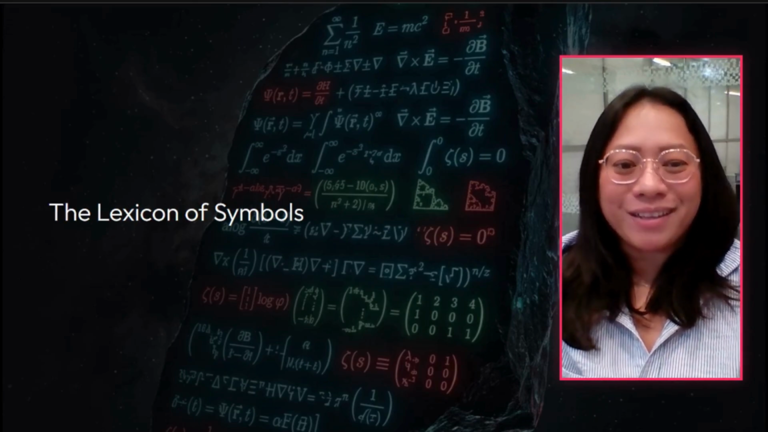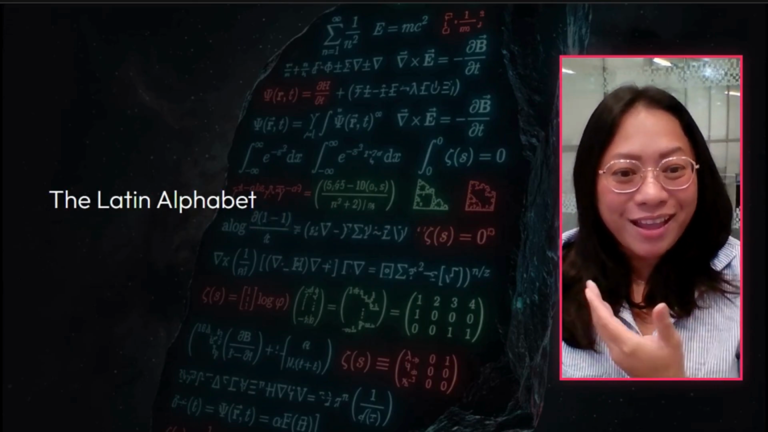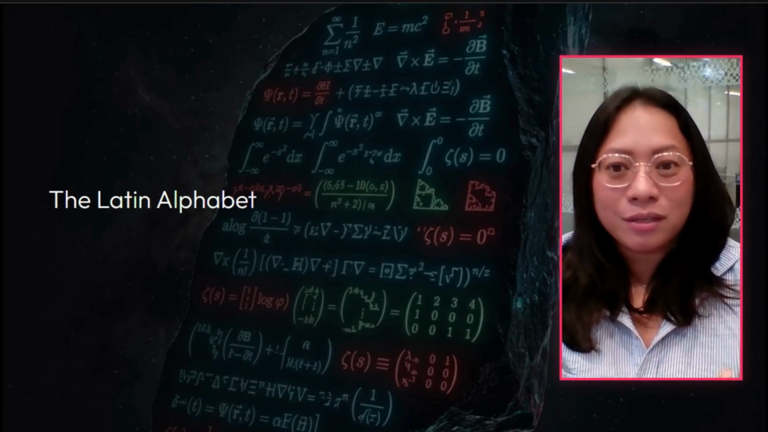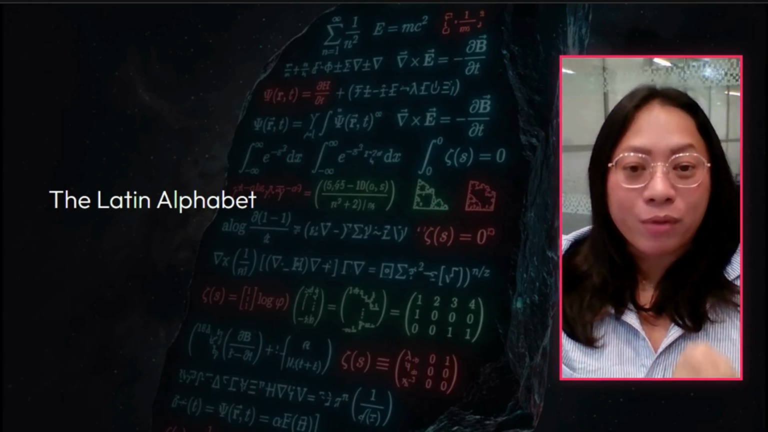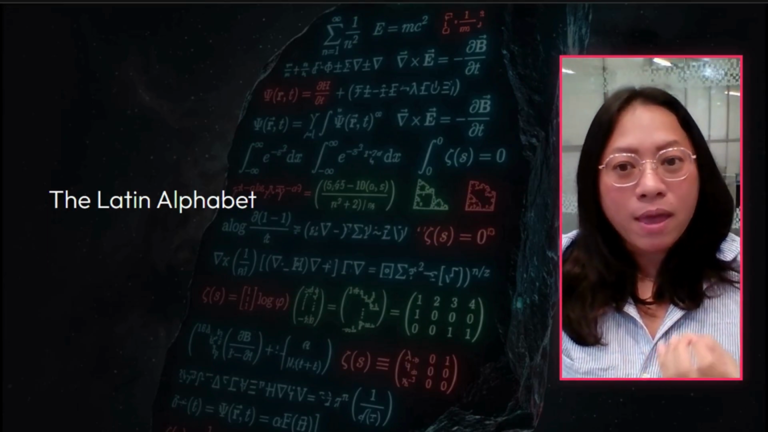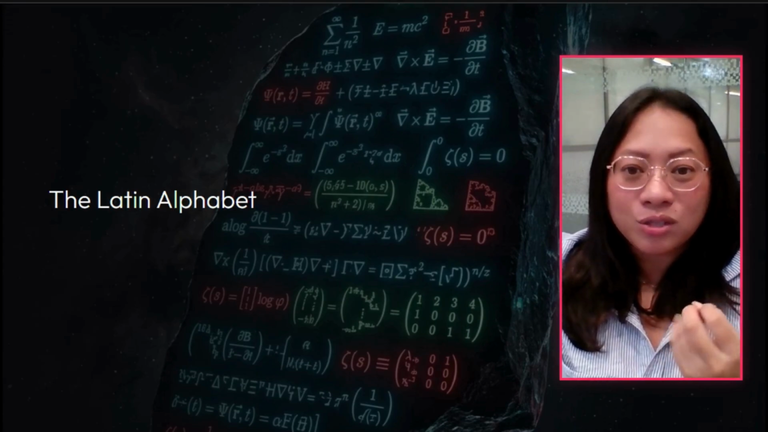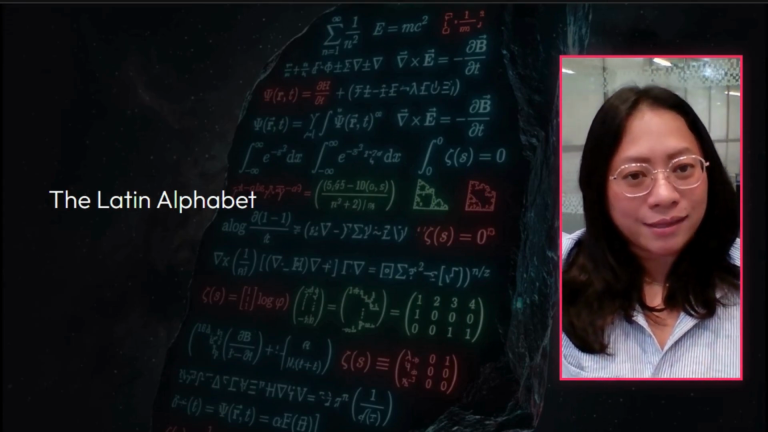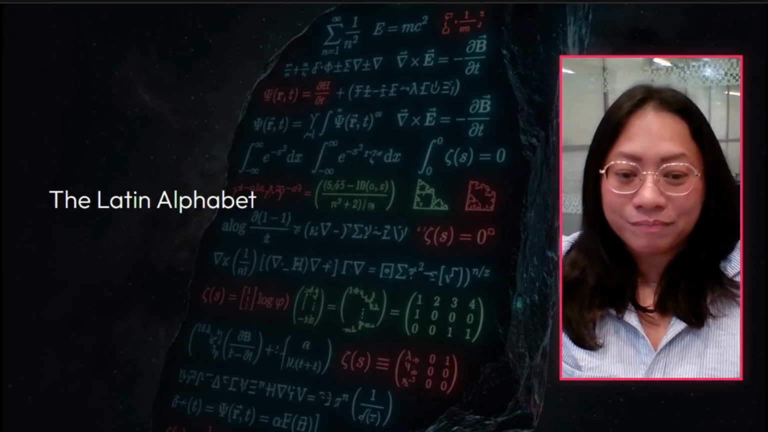So, what do I mean by this? Let's talk about the Latin alphabet. Mathematicians don't just pick letters at random. Specific letters immediately tell you what kind of math you're dealing with. And so, let's break down the first section of the lexicon, the alphabet of logic.